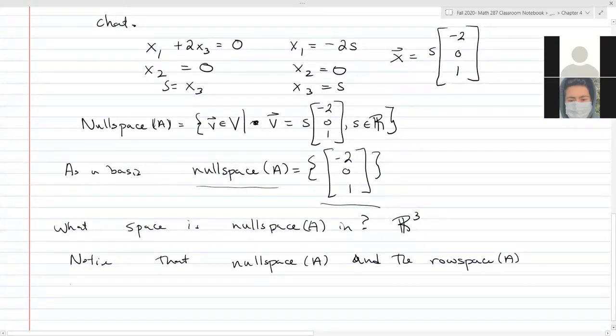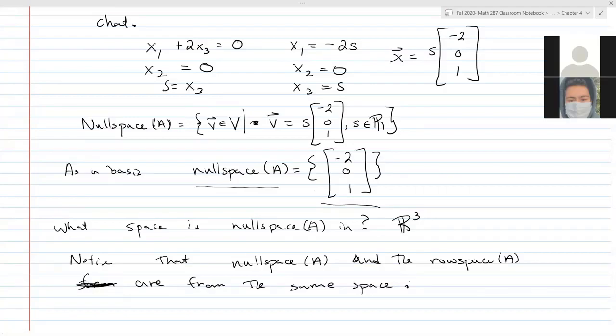Okay, so the null space of A and the row space of A are from the same space. The row space is in R3 and the null space is also in R3. Basically, we think of the null space as a set of input vectors. We take the matrix A times an input vector in R3, and we get out vectors in R2. That's essentially what happens with this matrix A.